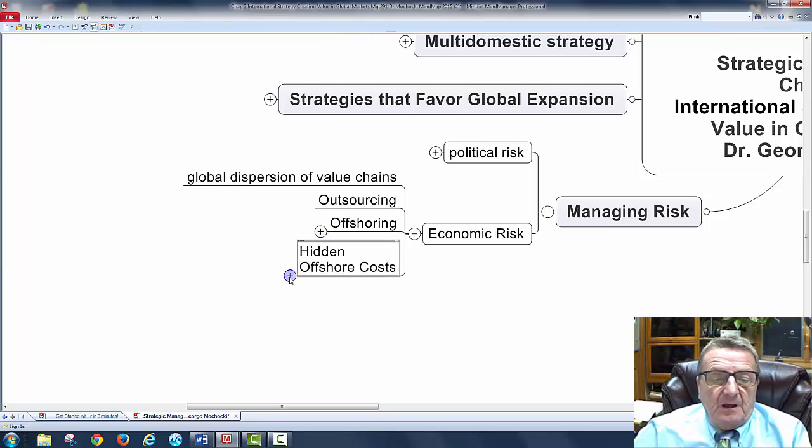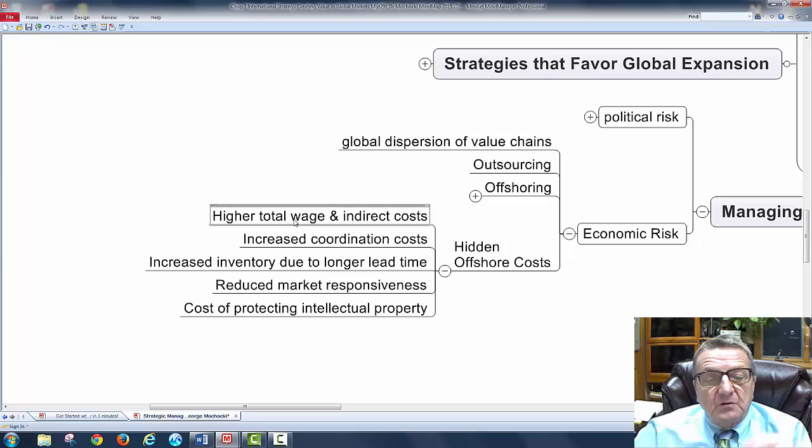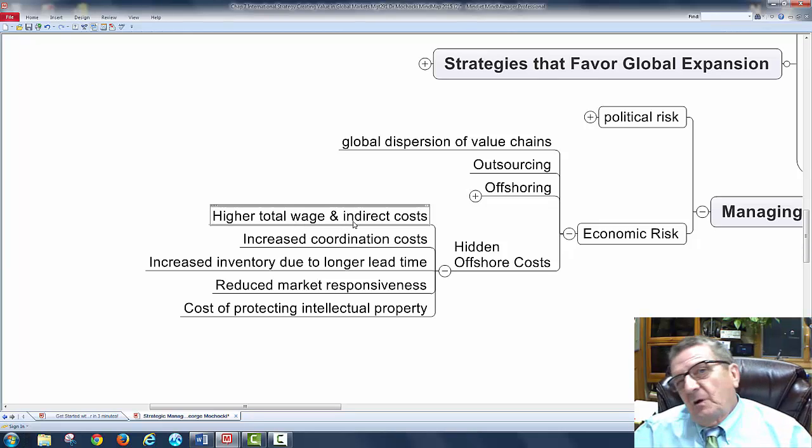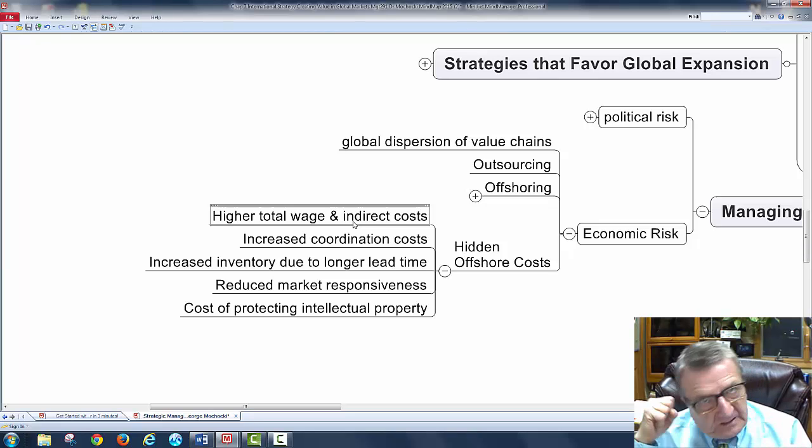Okay, hidden offshore costs. It's a higher total wage, indirect costs. I have to bring my engineers. They don't want to go all the way out in the middle of nowhere. I've got to bring them in for 6 months, or every 3 months, or every month. I've got to fly them back. There's an indirect cost to keep that human element, the capital that's operating the facility, safe and secure and mentally stable and mentally creative.